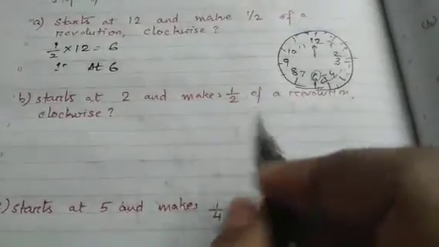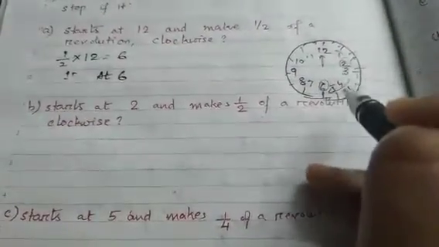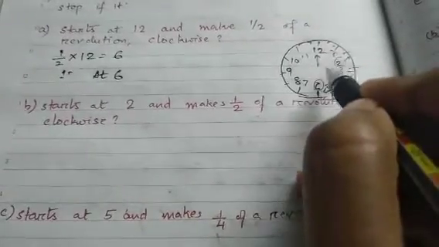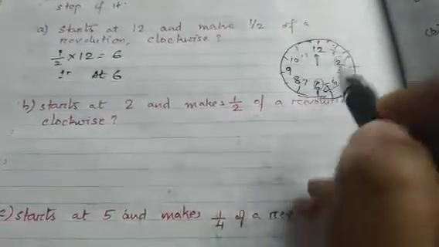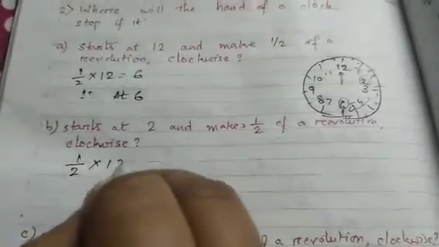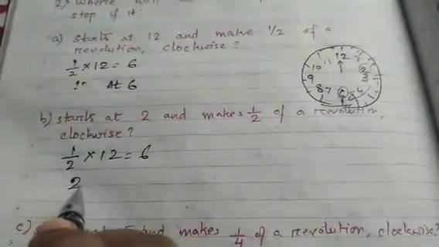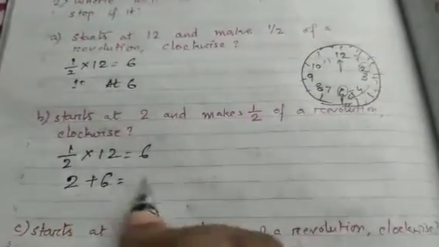Fine. Next. The clock starts at 2. So it will start at 2, and it will have half revolution. Half revolution again is, half of 12 is how much? 6. So it starts at 2. 2 plus 6 is 8.